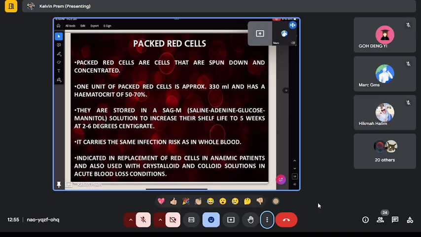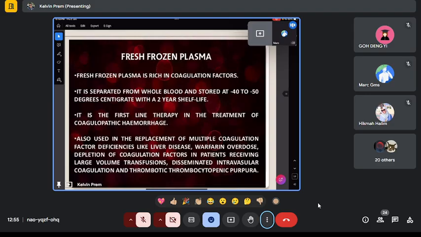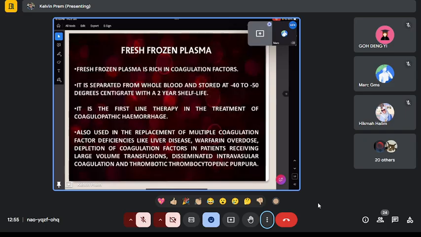The next component that we look at is fresh frozen plasma. This is not to replace your hemoglobin. This is to replace your coagulation factors. Does anyone know the types of coagulation factors? Have you all heard about the coagulation factors?